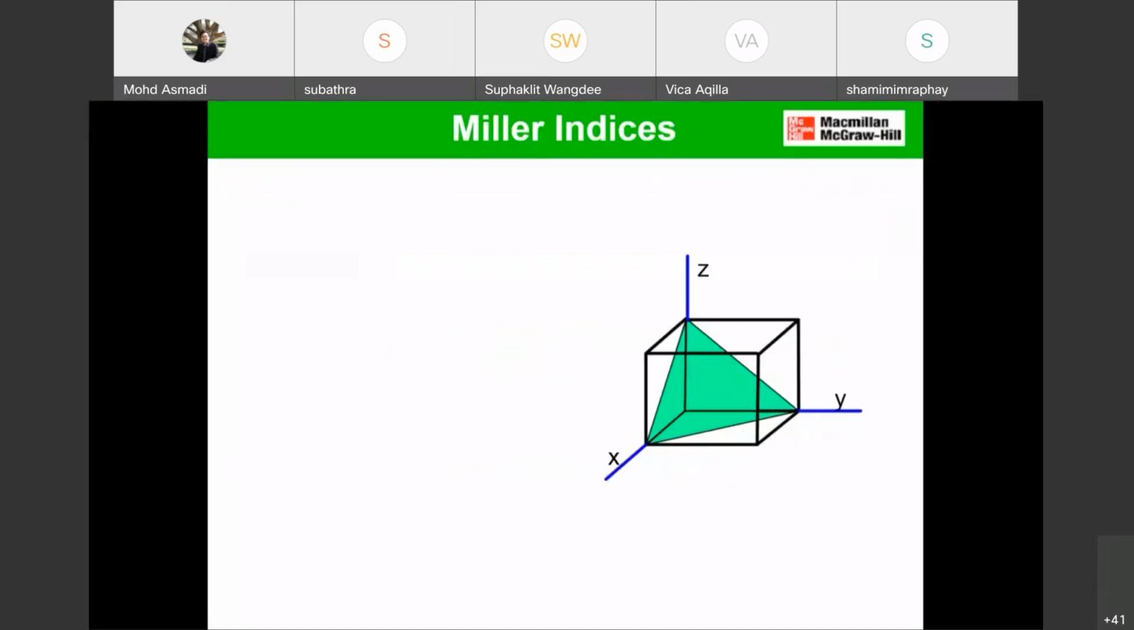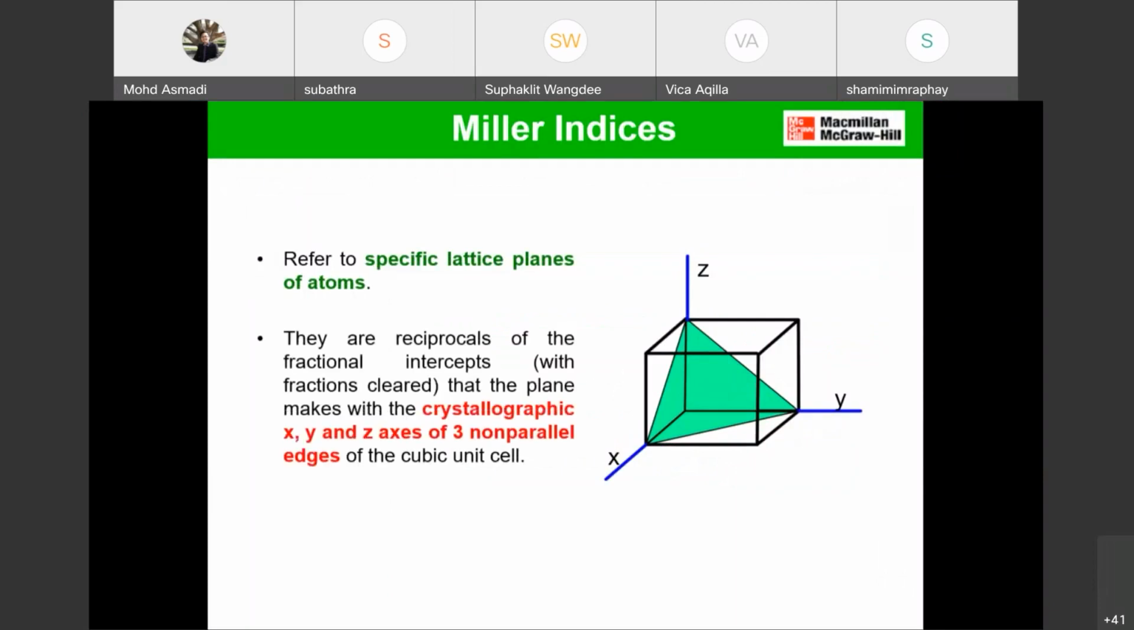The Miller indices actually refer to the specific lattice planes of the atoms. So we have to calculate the planes. Direction indices is more to the coordinates or the direction, but this one is more to plane, like area. So they are reciprocal of the directional intercept that the plane makes with the crystallographic XYZ axis of the three non-parallel edges of the cube.